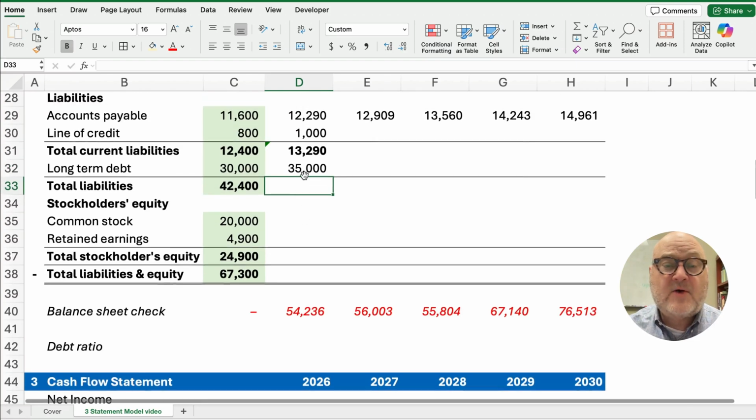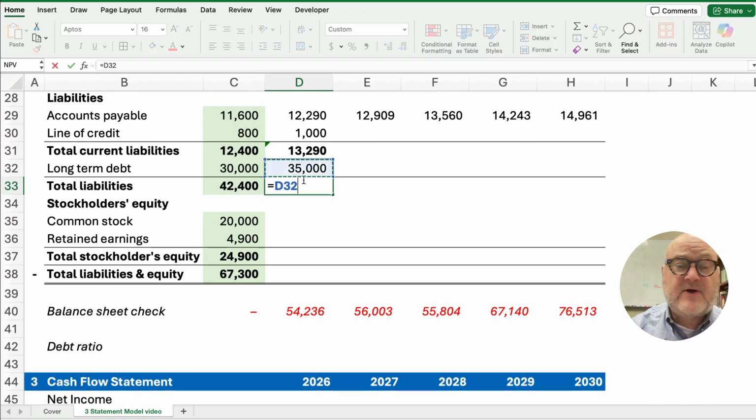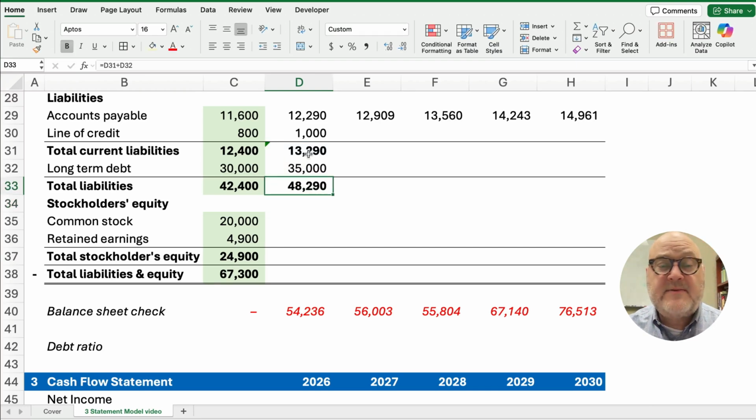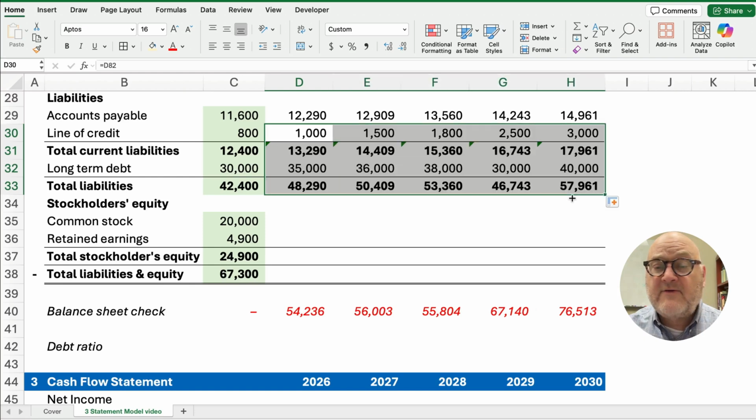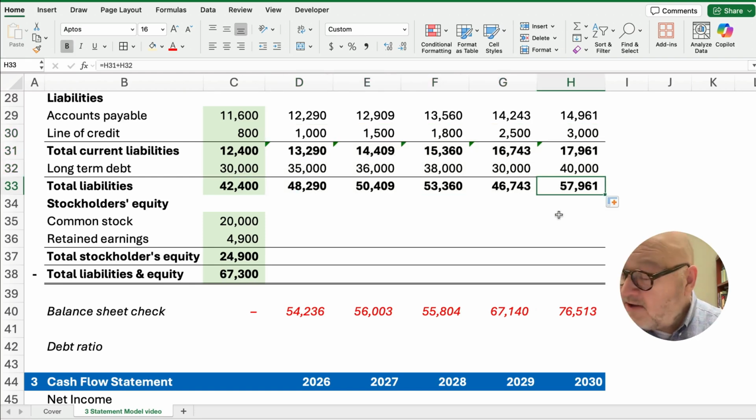And we can get our total liabilities. Our total liabilities will be the current plus the long-term. Now, we're in good shape here. We could take this and copy this all the way across. Everything works out. So our last year, we've got 21, our current liabilities are going to be 17,961,40,000. This is correct. So here we have all our liabilities.